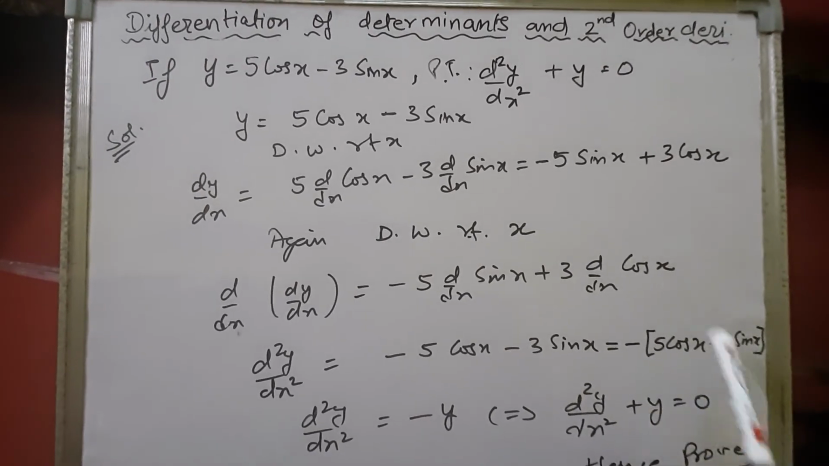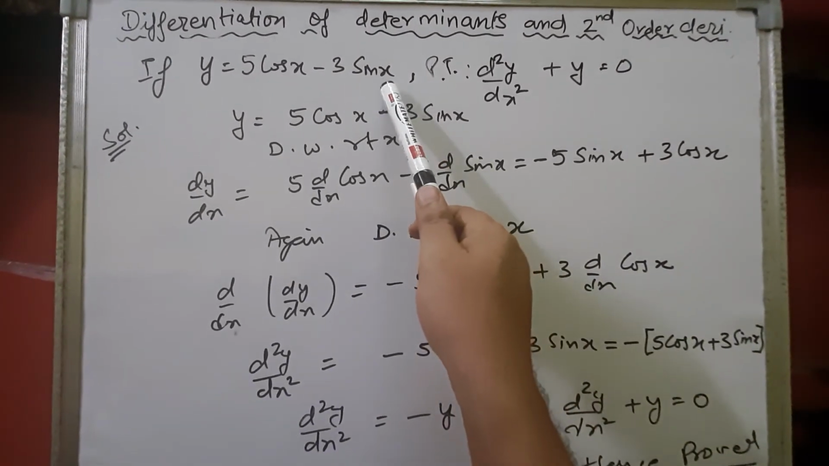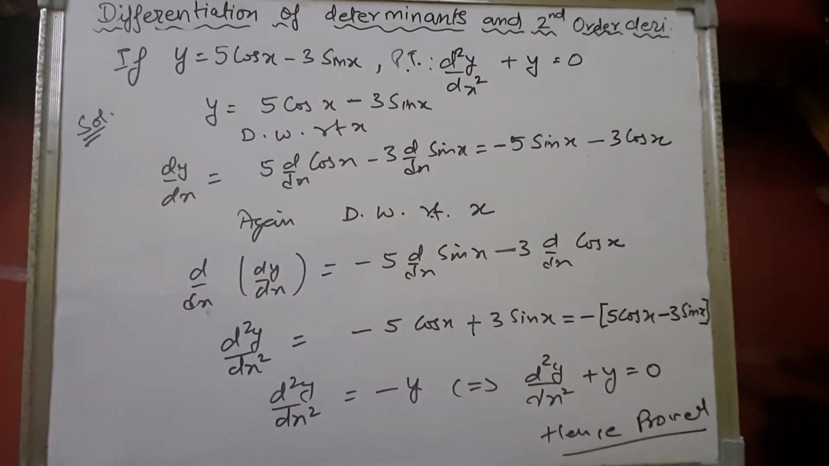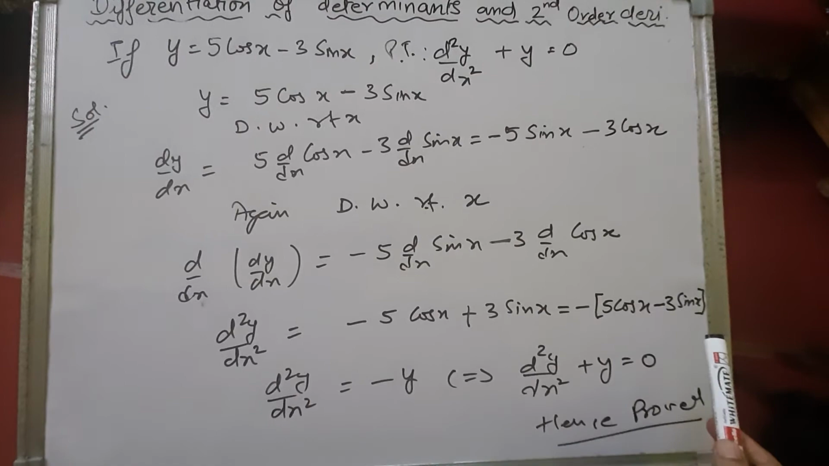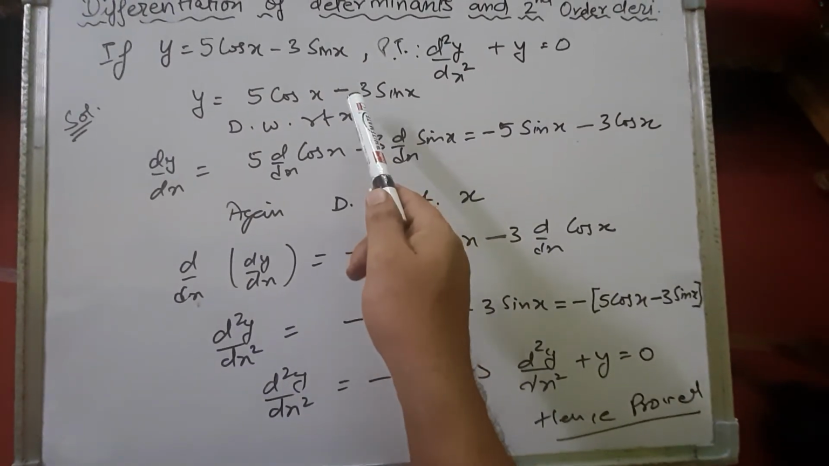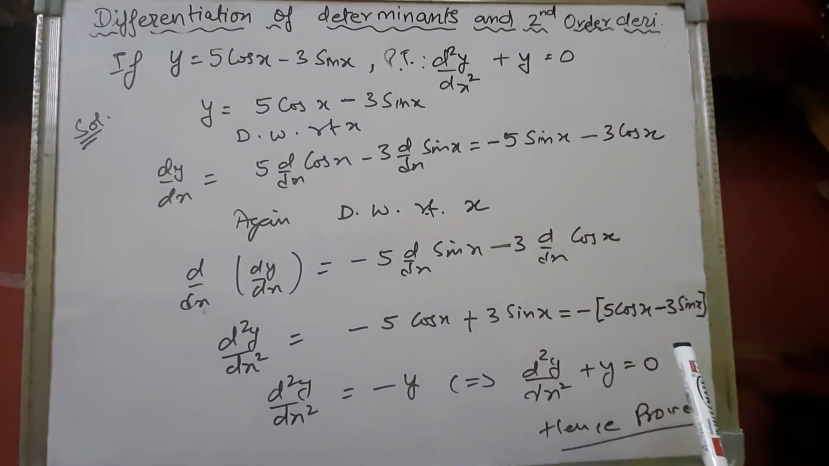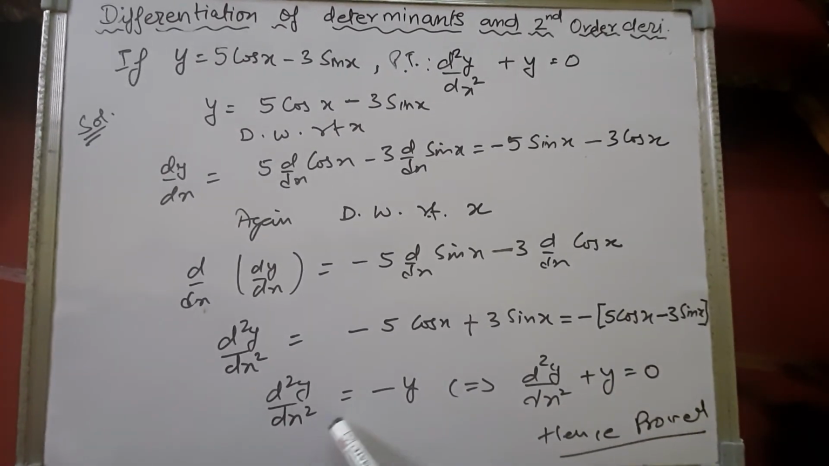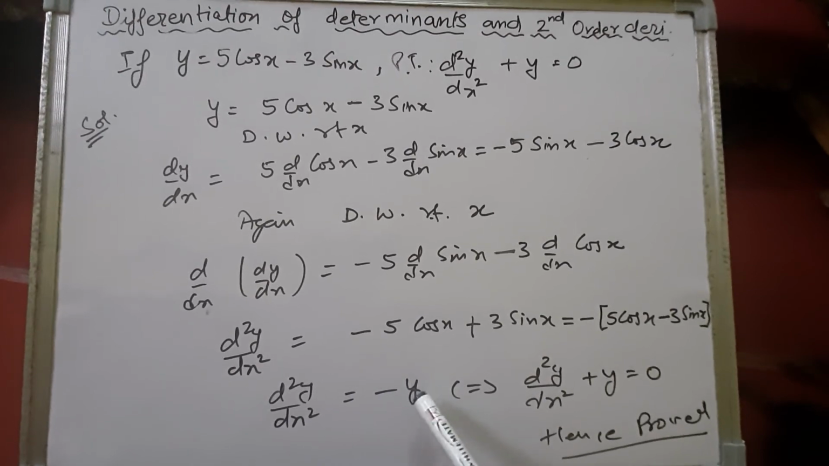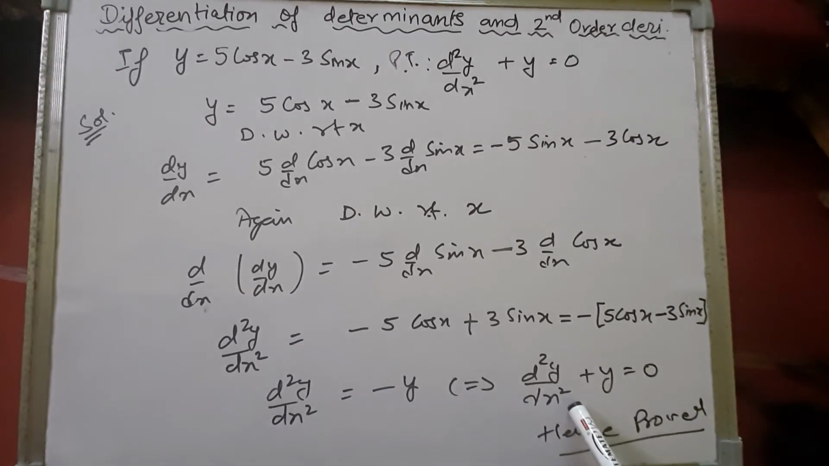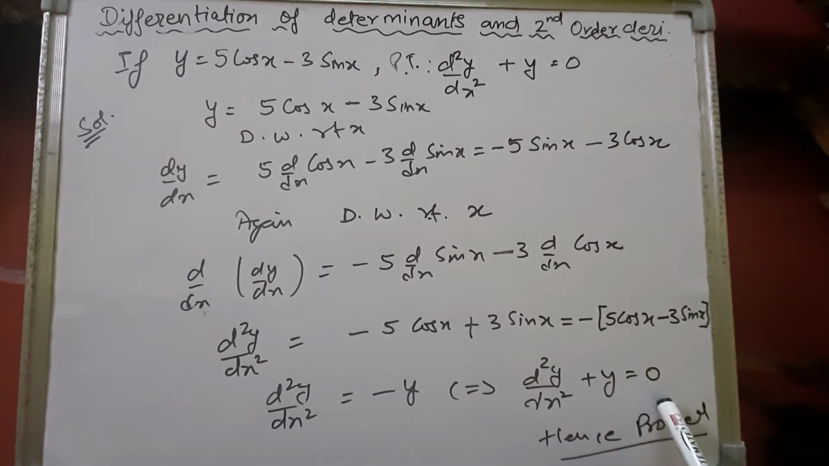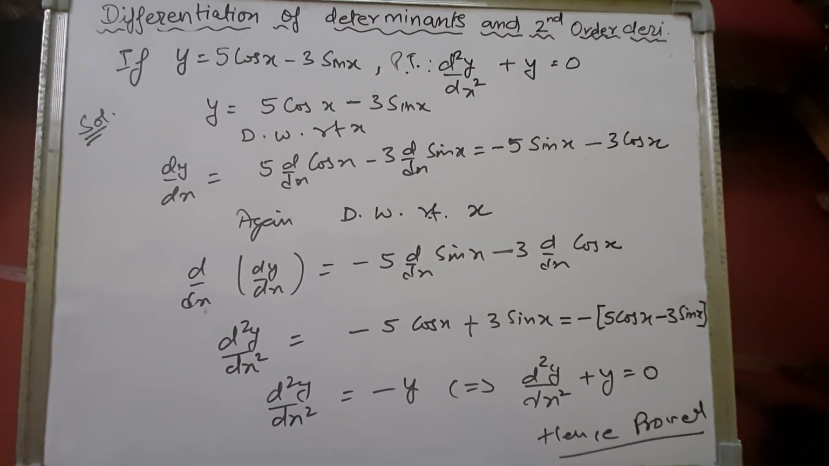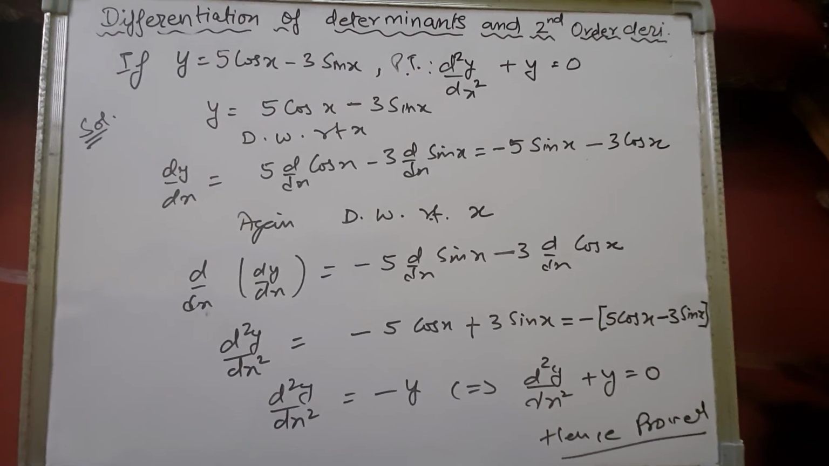And this term can be written as y, because the value of y is given as 5 cos x minus 3 sin x. That means we can put y here. So we'll get d2y by dx2 equals minus y. When we transfer this minus y to that side, we'll get finally d2y by dx2 plus y equals 0. Right, children? So we have proved this condition, d2y by dx2 plus y equals 0. Note down, please.